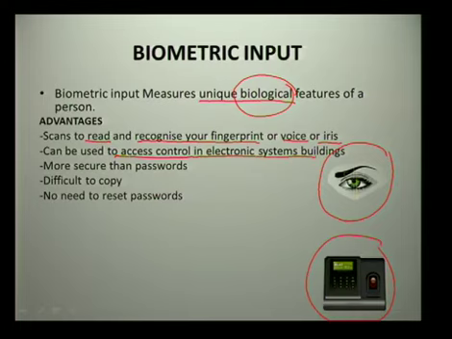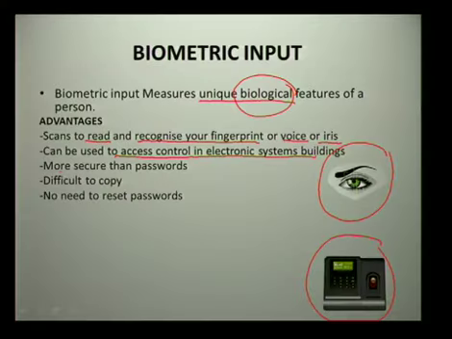So sometimes, for people to access a specific room or a specific building, they have to get their hands scanned or eyes scanned so that they can get access to that building. It's more secure than passwords because you don't have to keep reminding yourself, what was my password, what is the password. You just have to use your finger, and if you are not there, no one else will be able to gain access.